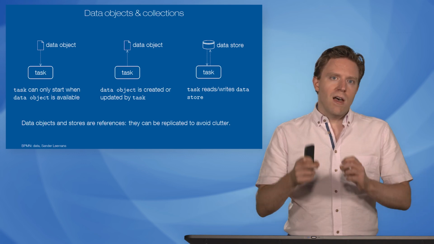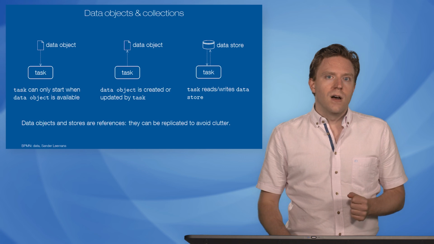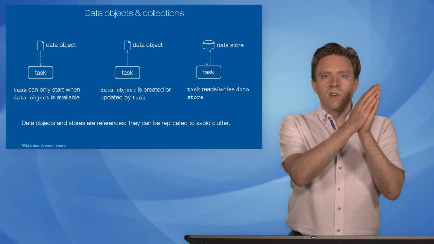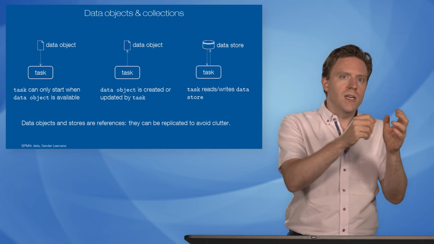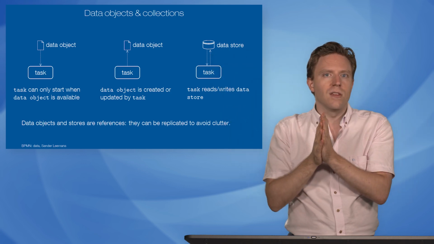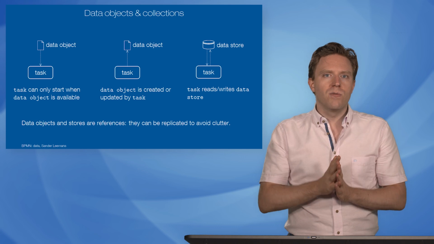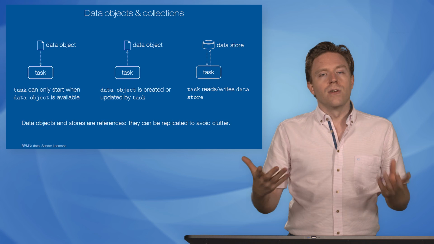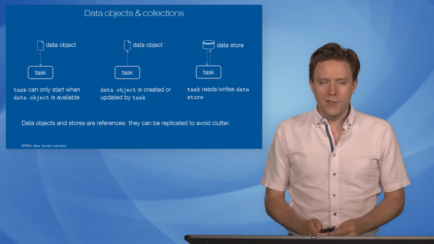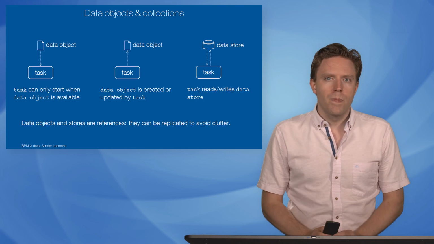If you have only one data object, because a data object might traverse a lot of parts of the process, so you might create it in the beginning and then update it and use it at the end, you might end up with a process with the associations going everywhere. That's a bit cluttery, so you can simply duplicate them to avoid that. You don't have to, but you can.